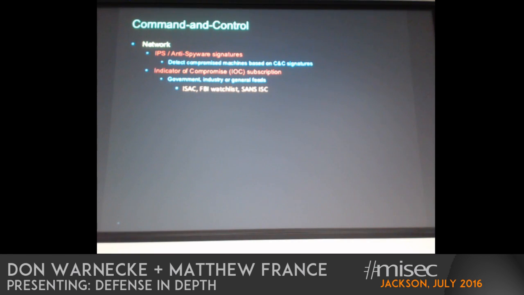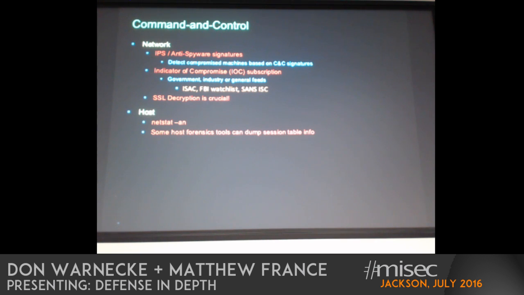Another nice, I'll say nice to have but not always effective measure would be subscriptions or feeds. ISACs, FBI watch lists, or the SANS ISC. These are good for really high profile malware. It's not going to catch your low 20% occurrence things, the things that are rare but impactful. And again, SSL decryption is crucial. If you can't see it, you can't do anything about it.